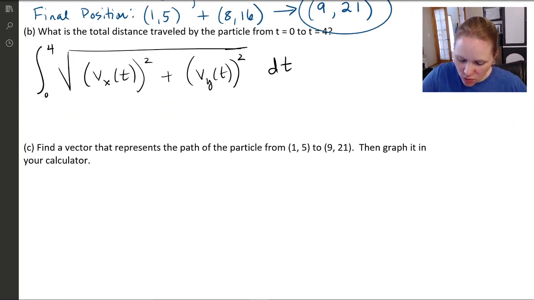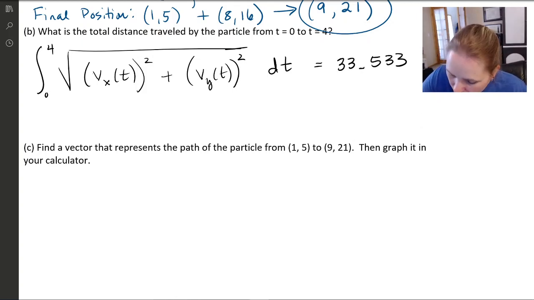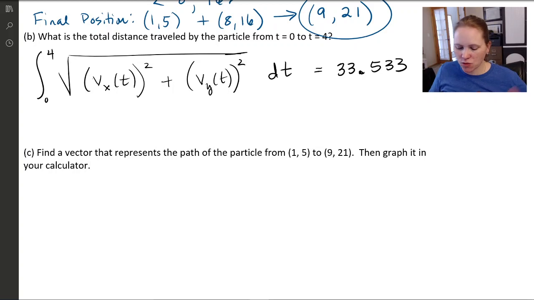So ultimately, when I do this integral, when I use Math 9 in my calculator, I'm going to end up with this. And this would be the integral that I'd want to show on my paper on a free response portion of the exam. 33.533 is my rounded answer. So that is my total distance. That's how many steps we took at the end of the day. That's what I'm looking for. And this is the work that my AP reader would be looking for on a free response question.